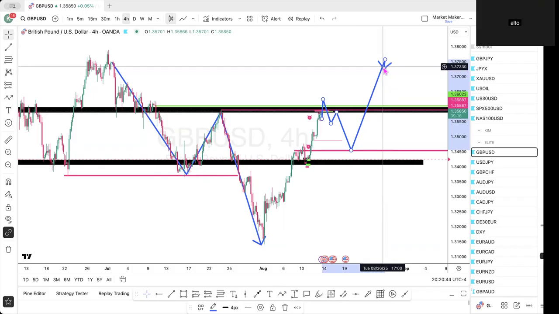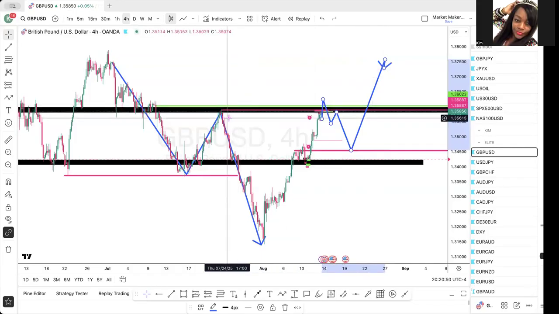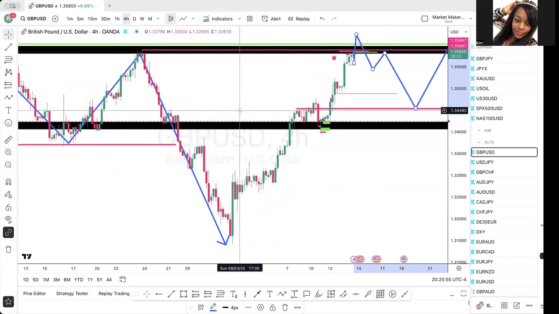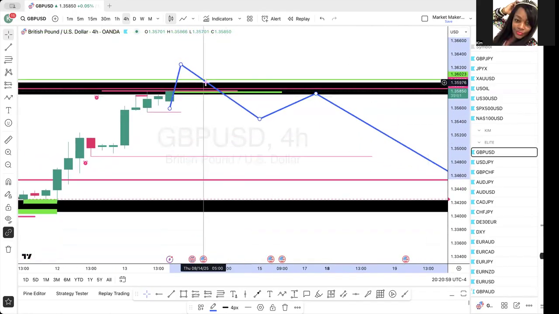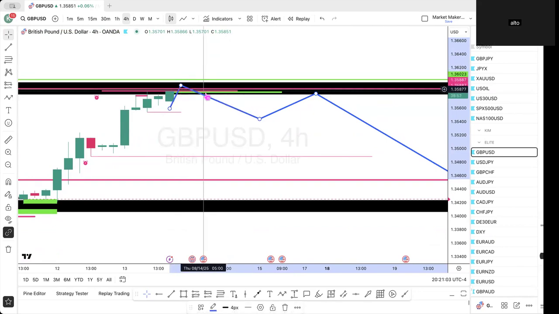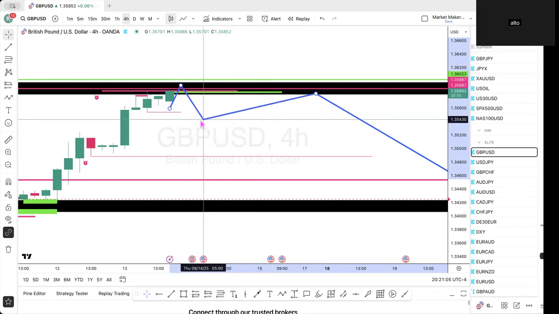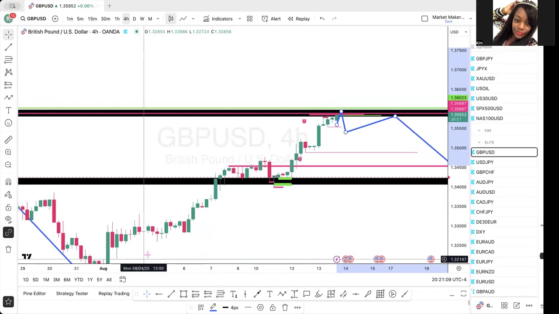Okay, and what if it didn't close above that supply zone you marked? If it does not close above, but closes above this high, but closes right here, and then shifts structure, then I'm going to be looking for the sells to keep going down to here.